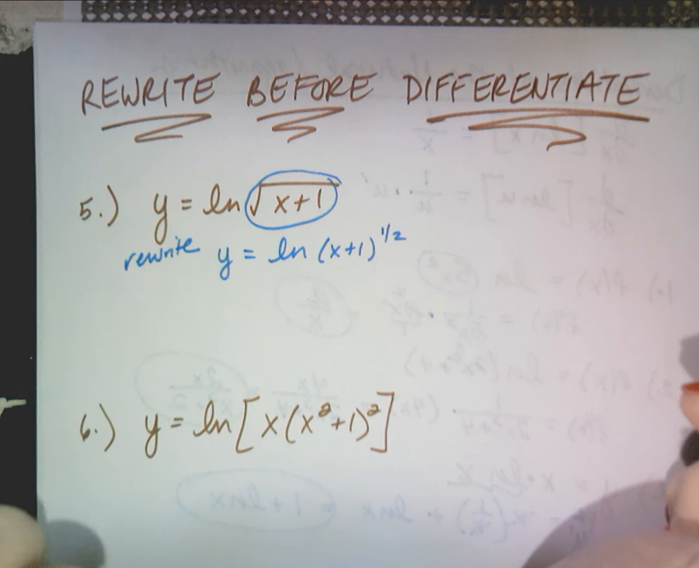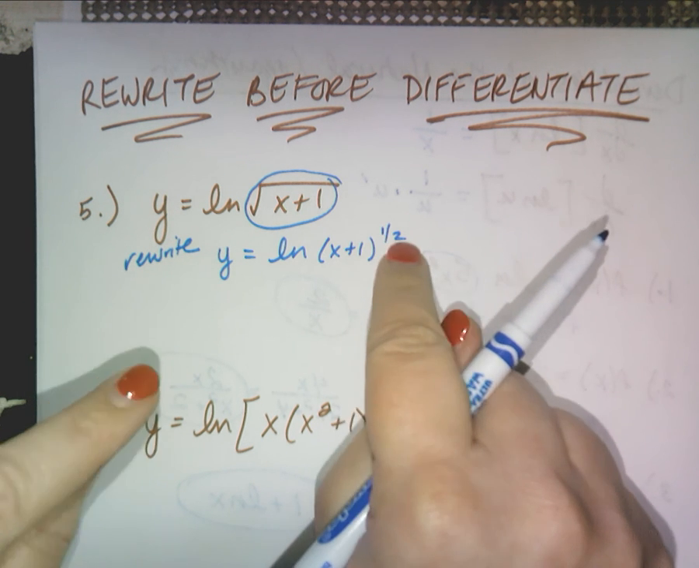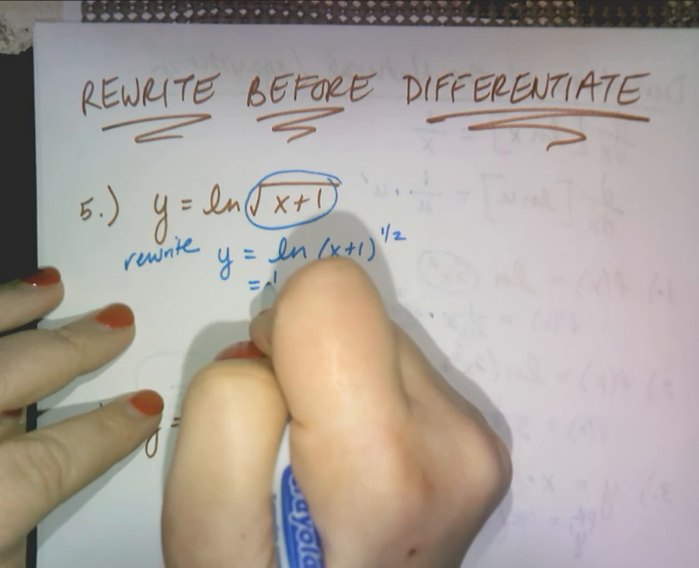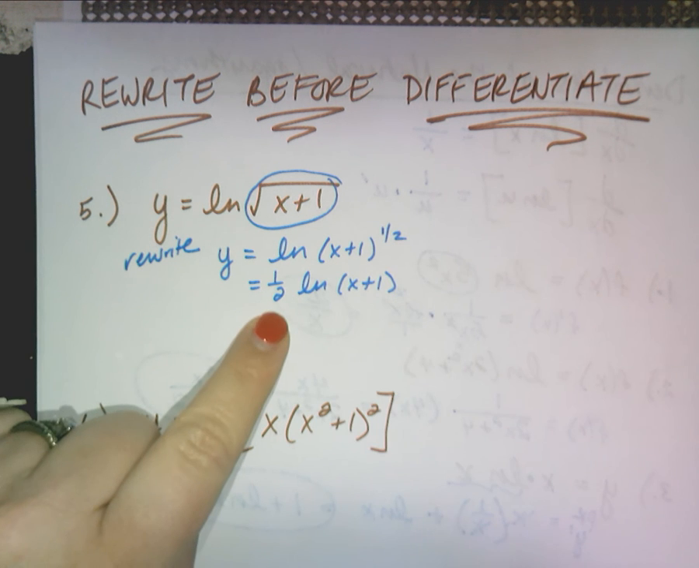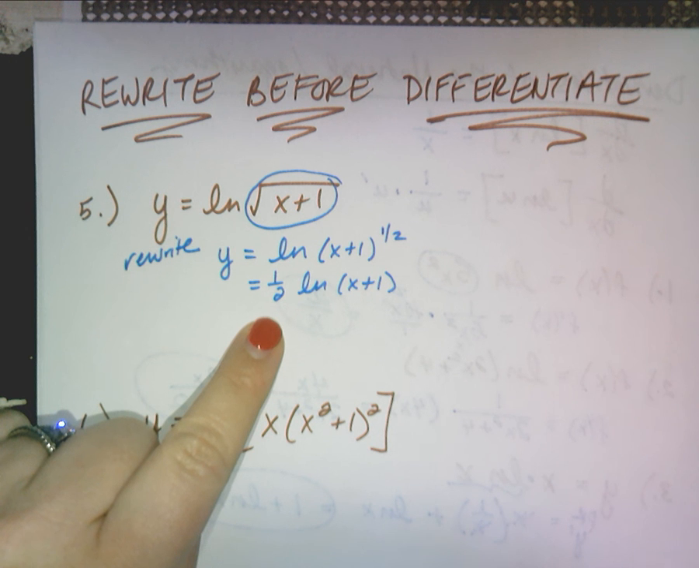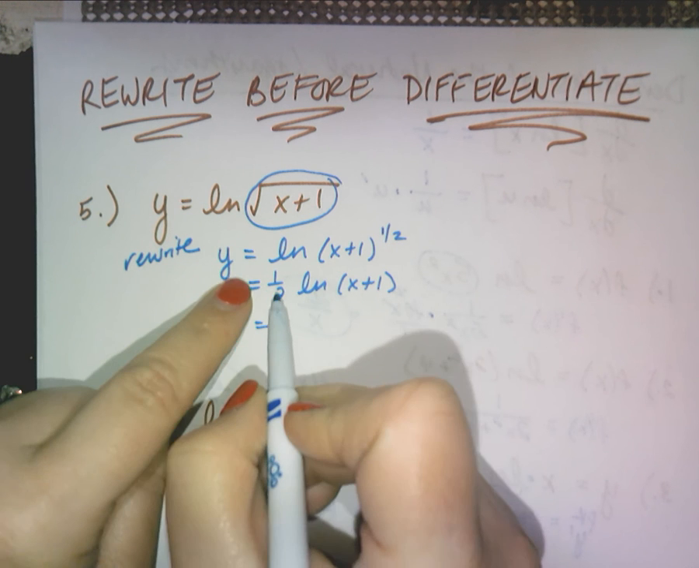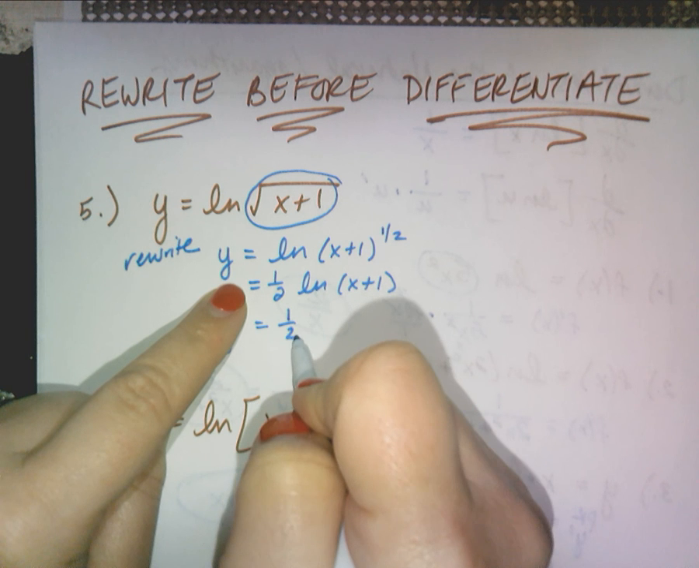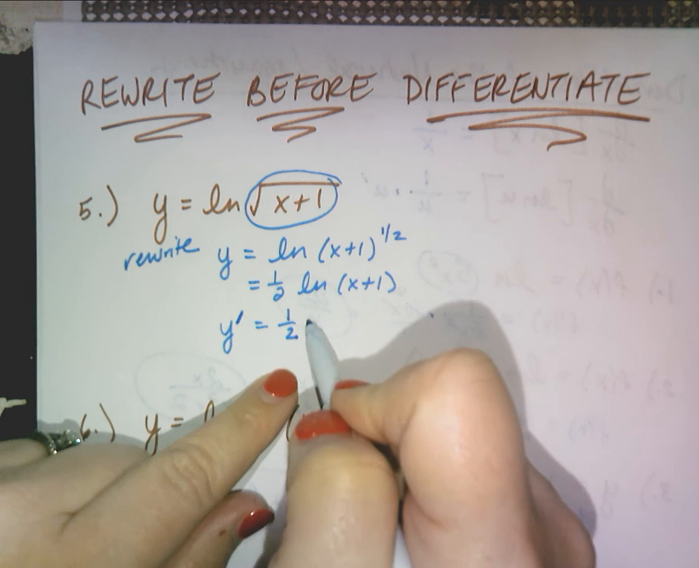Do you all agree to that? Right? Do you remember with logs, where does that power go? Where could I move it? In front. Why is that helpful? Well, because now it's a coefficient. And coefficients just get attached to derivatives. Here's what I mean. If I take the derivative now, the derivative of 1/2 ln of x plus 1, that coefficient just gets attached. I mean, you could do product rule, but you'll see the 1/2 just gets attached.